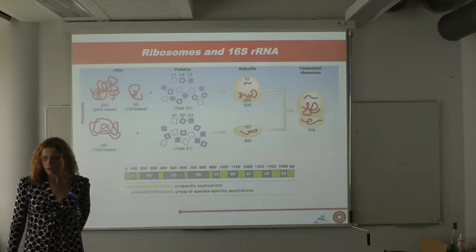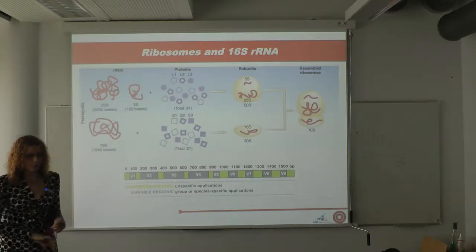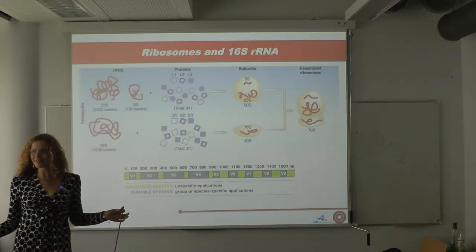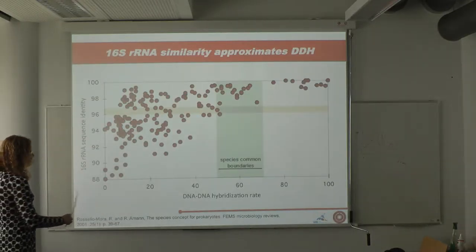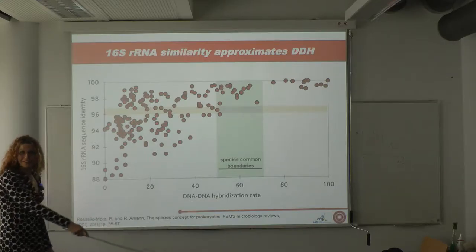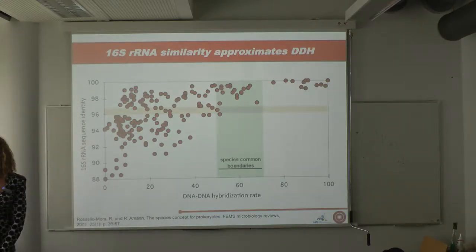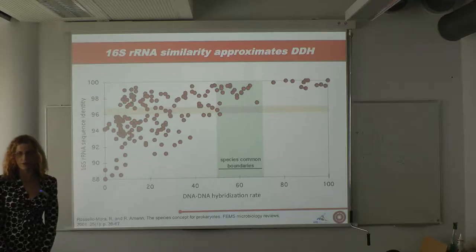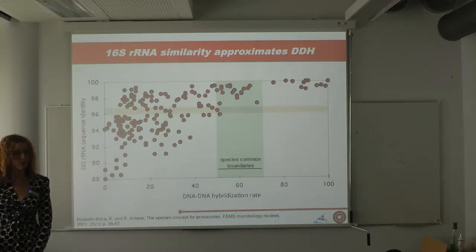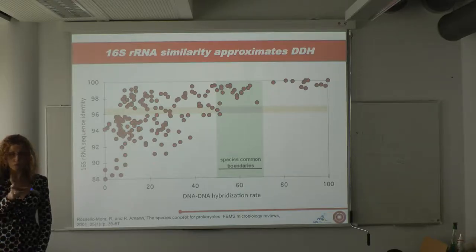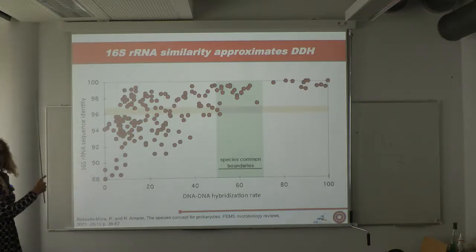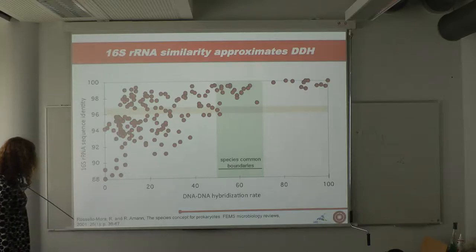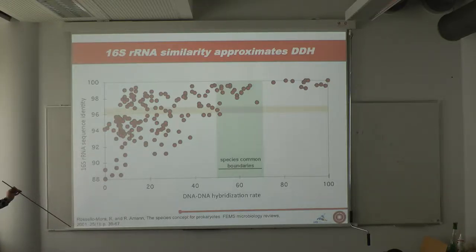Yes? This is a sequence of bases, right? Yes, nucleotides. Okay, so what do we do as good computer scientists to figure out whether this is meaningful or not? We map DNA-DNA hybridization rate, which is our gold standard, versus 16S RNA sequence identity, to try to figure out whether our 16S RNA is a good marker for species similarity. Does that make sense? So you take two organisms, you do the experimental stuff, and then you compare to the 16S RNA identity. And this is 2001, okay? This is not a very long time ago.